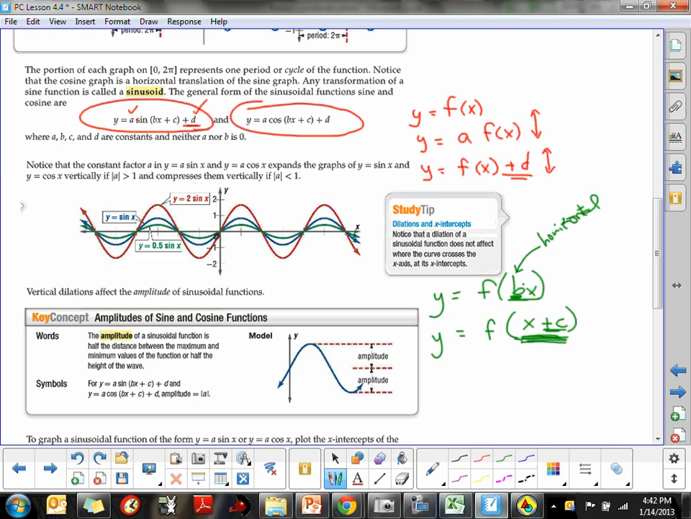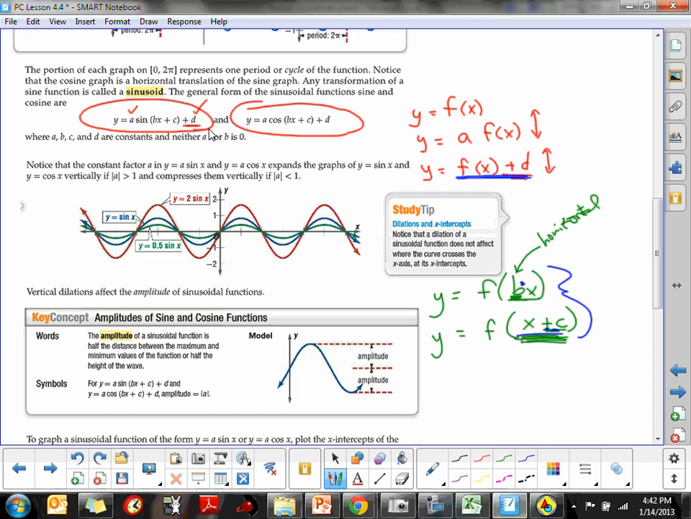Outside the grouping symbols, or outside the input, if we're going to add something on, it's always a translation. If it's outside the parentheses, up, down. If it's inside, it's left, right. And these, if you remember, are always kind of counterintuitive. If we add c, it really moves it to the left. If we subtract c, it moves it to the right. If we multiply by a number that's bigger than 1, it really shrinks it. If we multiply by a number smaller than 1, it stretches it. And then over here, we're looking at multiplying by a outside the parentheses. It'll be our vertical stretch.